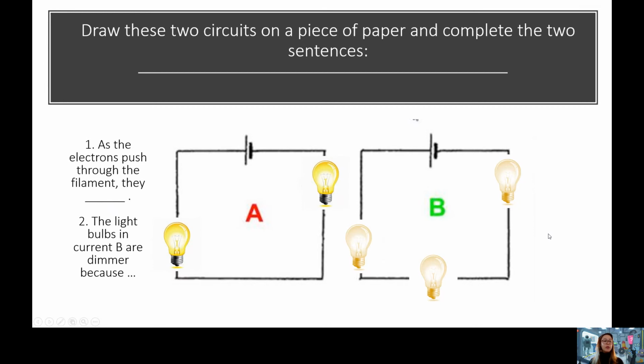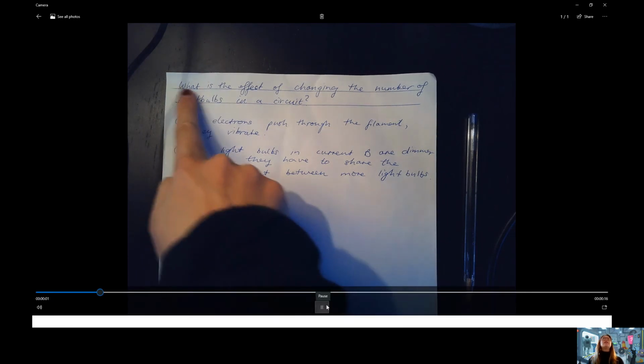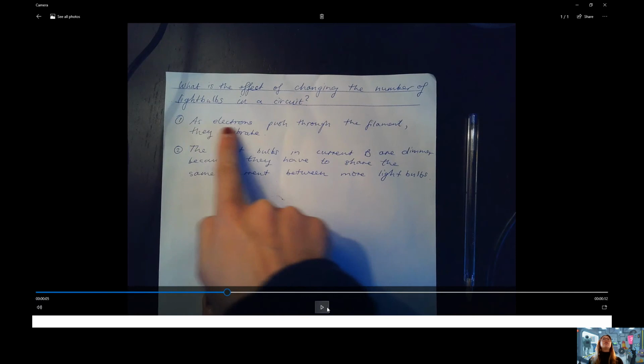What I would like you to do is please draw these 2 circuits on a piece of paper or in your book and complete the 2 sentences. So I would first like you to draw these, and then I would like you to complete the 2 sentences. I have modeled the sentences here, and let me show this to you now. So I would first like you to write the question, which you should have already written. What is the effect of changing the number of light bulbs in a circuit? And you should then answer the 2 questions.